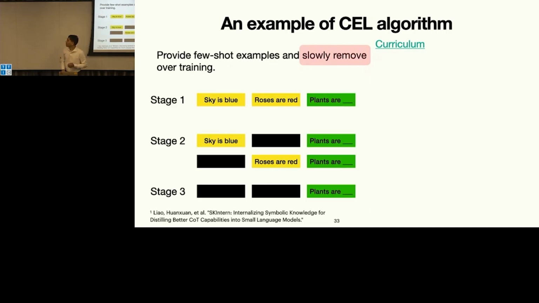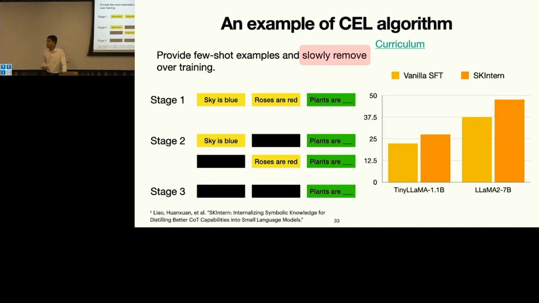So, for example, let's say our task was to predict the color of objects. And then we can add in similar examples like sky is blue, roses are red. And over the course of training, we keep on removing those few-shot examples. Interestingly, their paper called SK Intern showed that they can get like 5 to 10% boosts compared to vanilla supervised fine-tuning at both 1 billion and 7 billion scale.